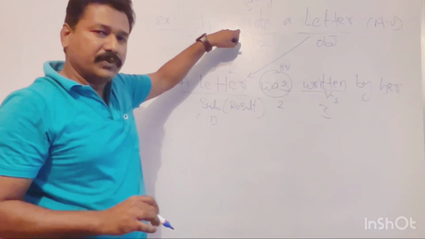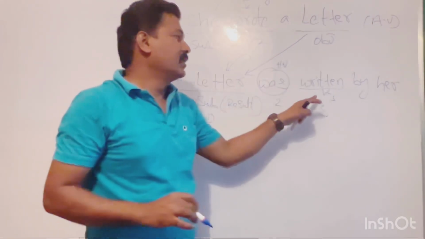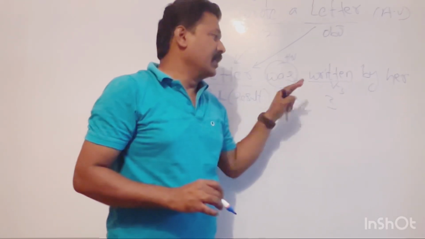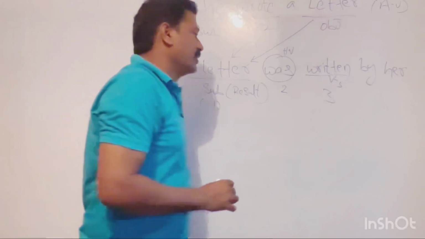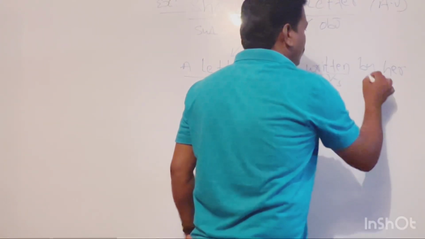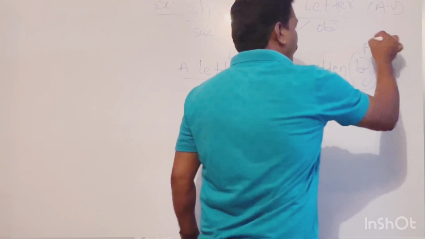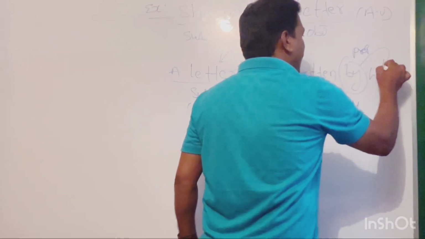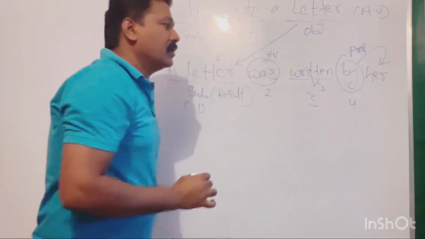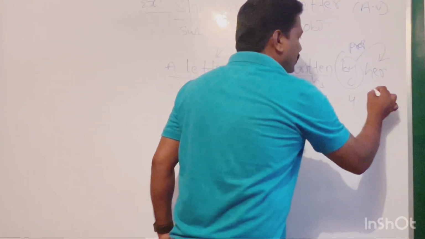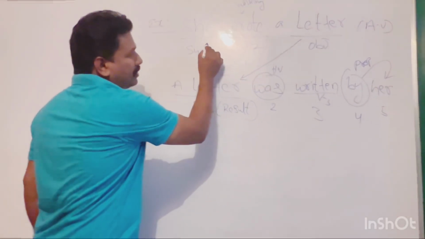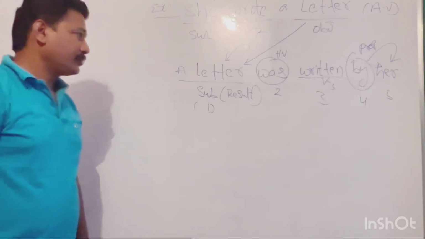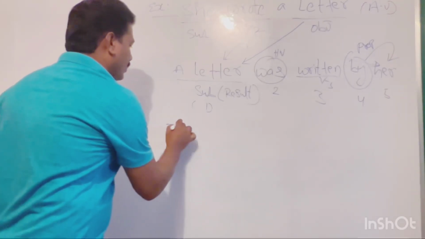Here wrote is given, which is V2, the past tense. But here the third form of the verb, V3, is used in the passive voice. And the fourth step is the preposition. The preposition by is used, which denotes the doer of the action. So the final step, the fifth step, is that the subject in the active voice became the object in the passive voice. So once again let us revise the steps.